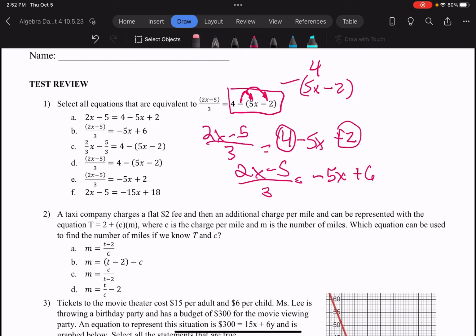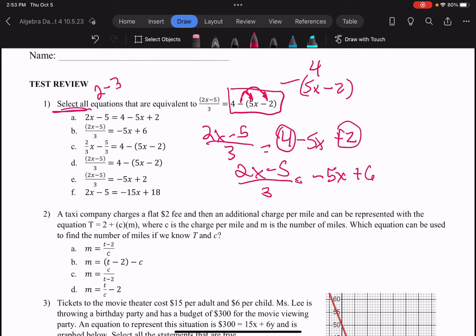Let's take a look at the answer options. Notice also that it says select all. Generally speaking, when it says select all, there's going to be 2 to 3 answers. Not always, but there's almost always more than one. So we have 2x minus 5 equals 4 minus 5x plus 2.